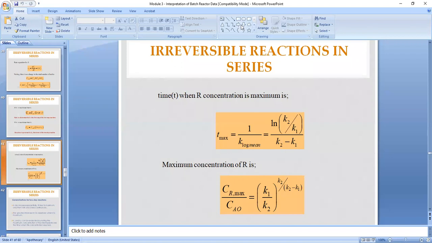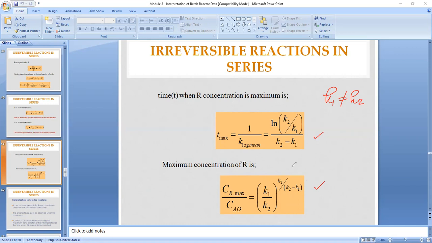If the problem has equal rate constants, you are to derive your own formula for these two because it has a different formula. So that is why I'm asking you to study on your own how these particular formulas came about using the principle of maxima minima. That way, if you have this condition, you would know your formula as well to use. Okay, so you have this.